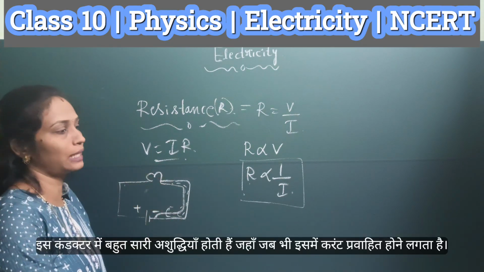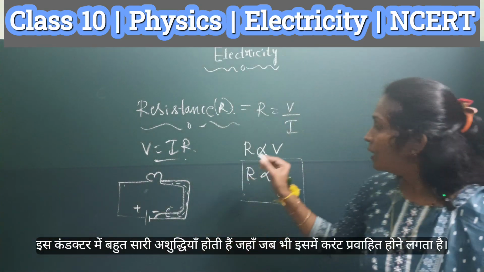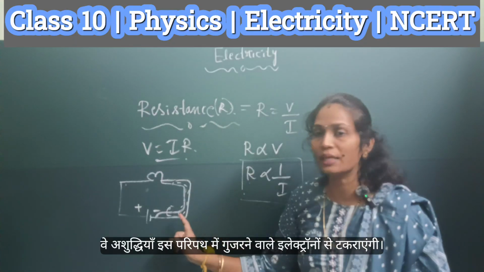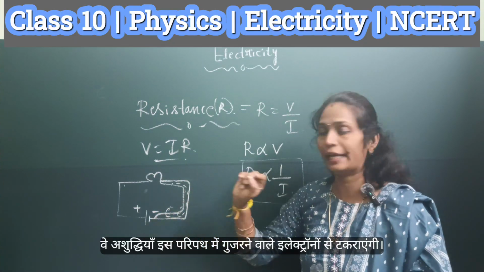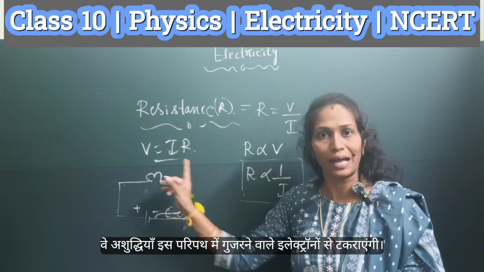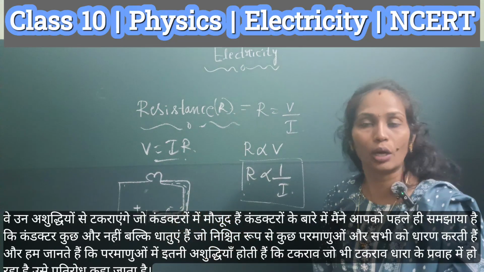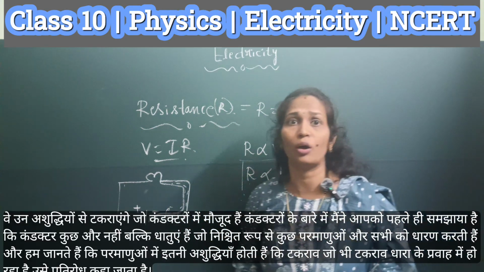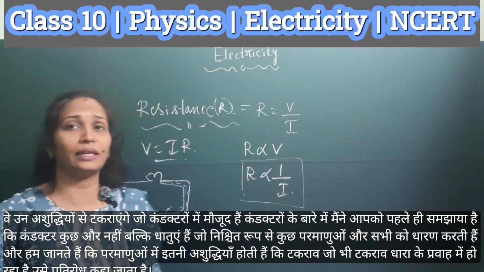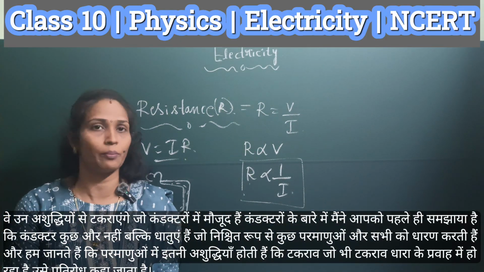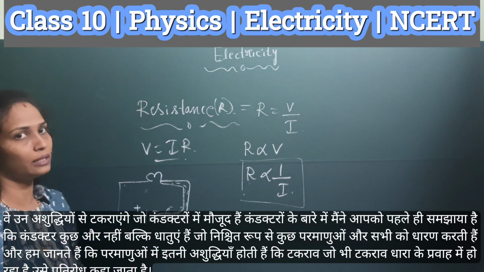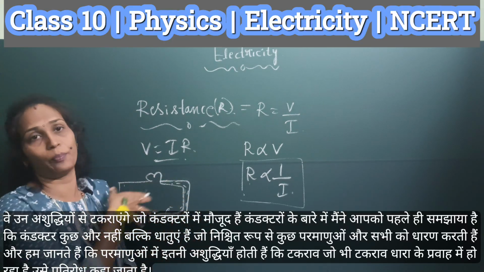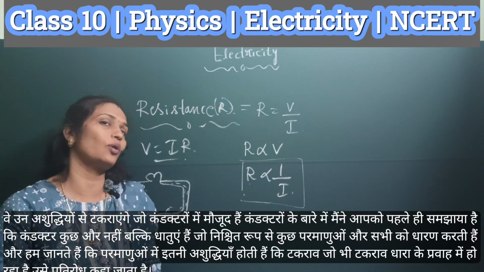Please note this one: this conductor has many impurities, and whenever the current starts flowing, those impurities will collide with the electrons. The electrons passing in this circuit will collide with the impurities present in the conductor, as I already explained. Conductors are nothing but metals. Metals hold atoms, and we know that atoms contain many impurities. The collision that happens in the flow of current is called resistance.